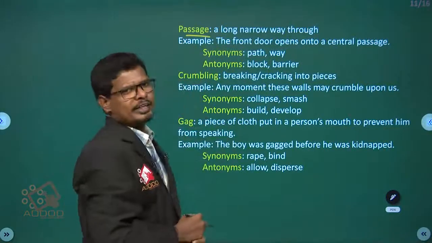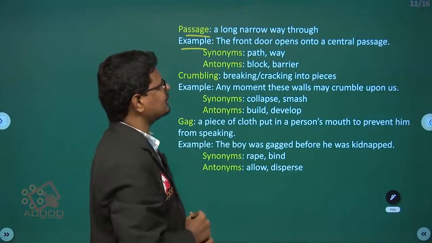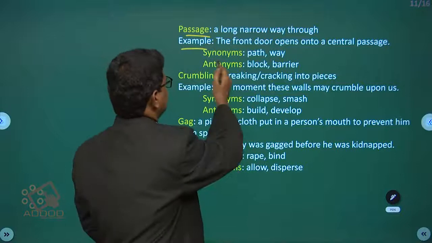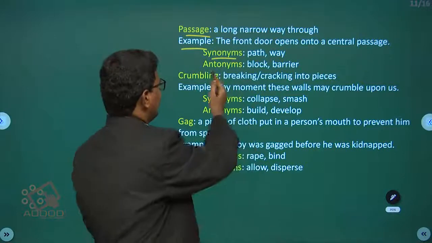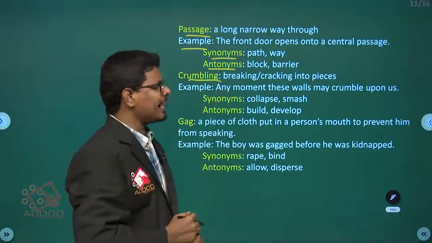Passage, a long narrow way through. Example, the front door opens onto a central passage. Synonyms, path or way. Antonyms, block or barrier. Crumbling, breaking or cracking into pieces.